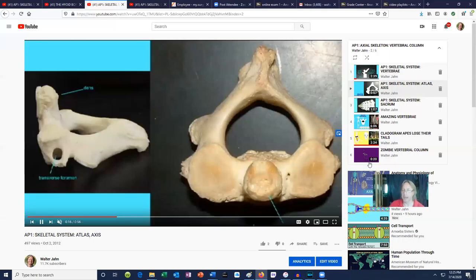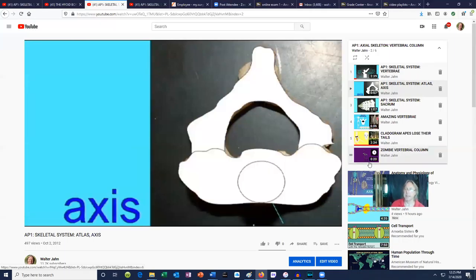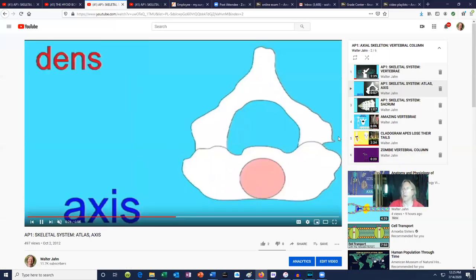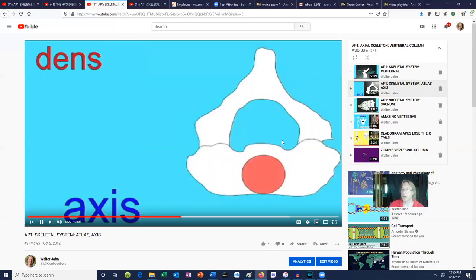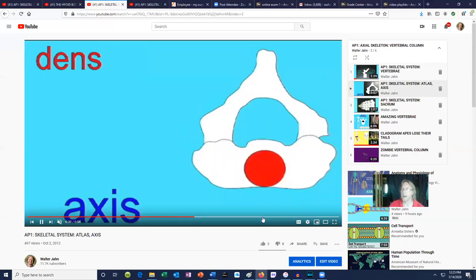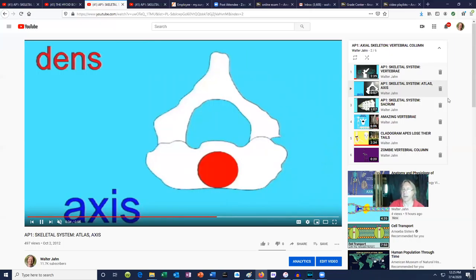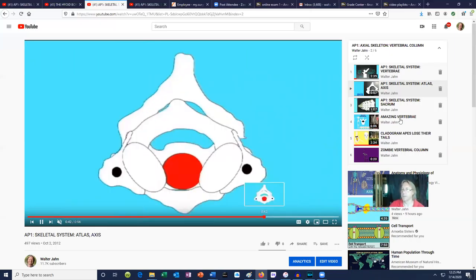So when you shake your head yes, it is the atlas moving relative to the skull. And when you shake your head no, it is the atlas revolving around, or rotating around, the dens of the axis, which allows this movement.